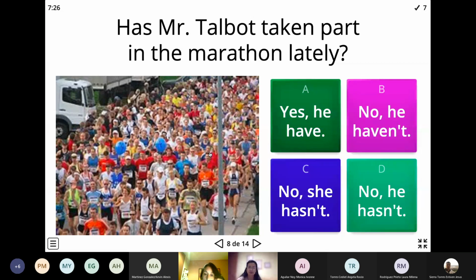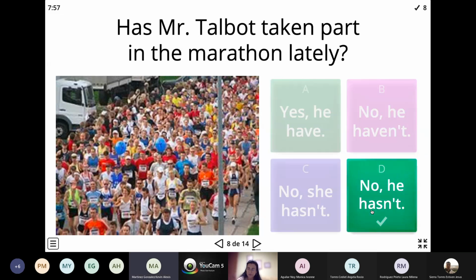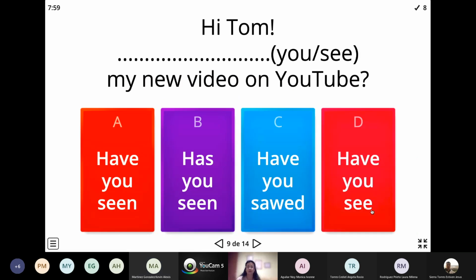Has Mr. Talbot taken part in the marathon lately? What is the answer? Yes, he have. No, he haven't. No, she hasn't. Or no, he hasn't. Mr. Talbot. Has Mr. Talbot taken part in the marathon lately? What is the appropriate answer? D. Can you say it? Very good. No, he hasn't. Very good.